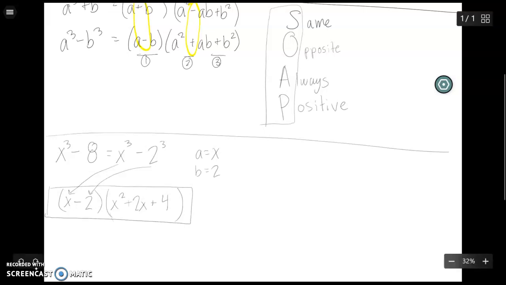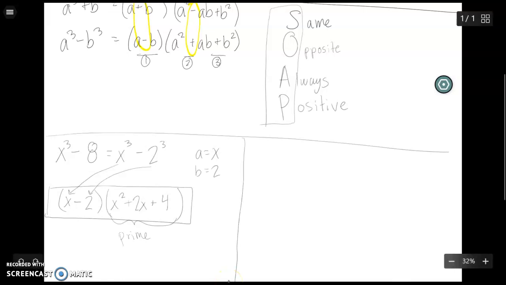Now we would want to look at this quadratic or this polynomial that has a degree of 2 right here and see if we could factor it any further. Most of the time, if not always, this is going to be prime, which means that we can't factor it any further. So we would just leave the factorization like that.